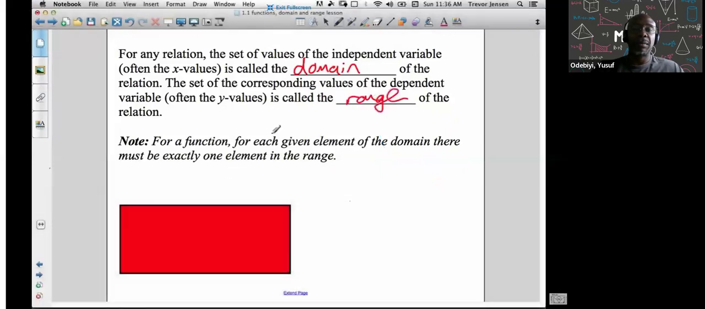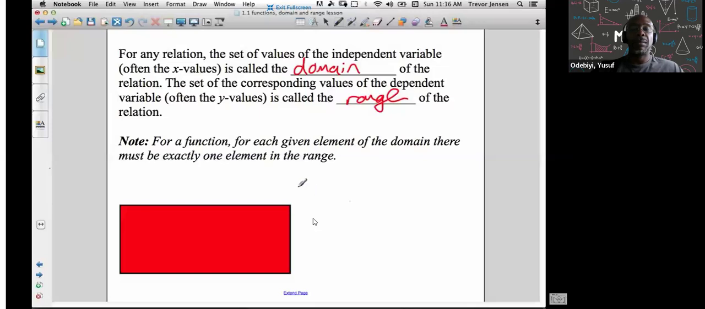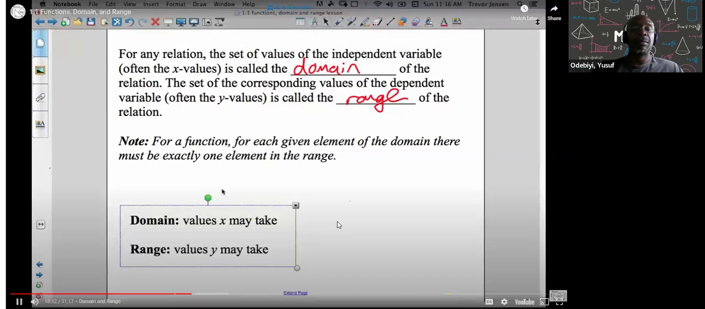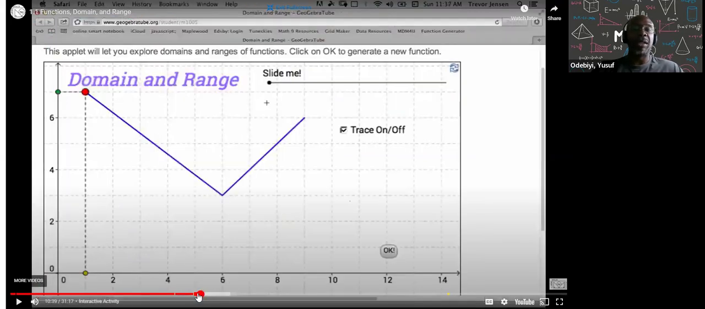Note, for a function for each given element of the domain, there must be exactly one element in the range, meaning for each x value, there must only be one corresponding y value for the relation to be a function. And we've talked about that a lot already. More simply put, domain and range. Domain values. So this is what I just said earlier. Domain, you're looking at the values of the x. For the graph, what are all the values of x, and then for the range, what are the values of the y? Okay, so let's look at this one here.